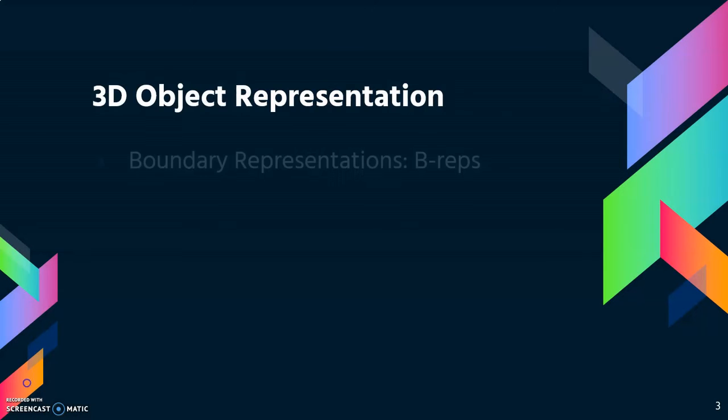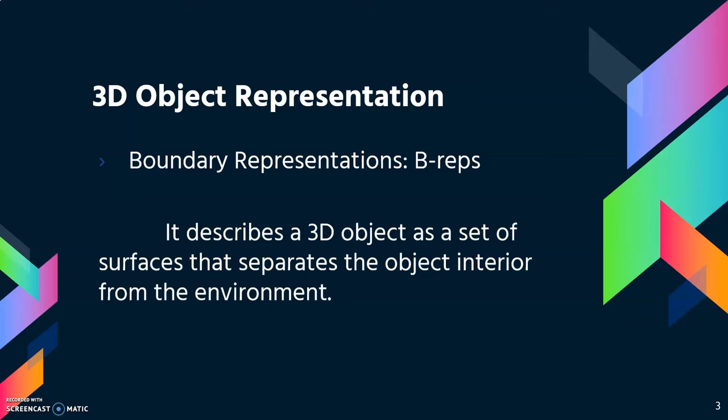So first category is the boundary representation, or shortly we call it as BREPS. Okay, it describes a 3D object as a set of surfaces that separates the object interior from the environment. Okay.